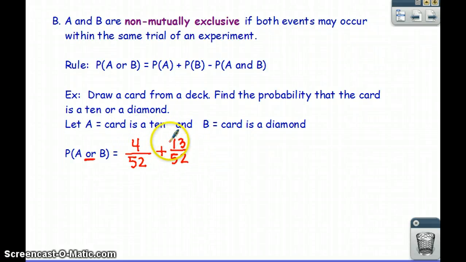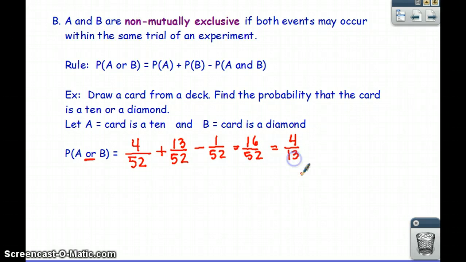We overlapped it. So we have to subtract off one of those because we don't want to count the 10 of diamonds in both categories. So this is the non-mutually exclusive part. We have to add on that step of subtracting off the overlap. That's 17 minus 1, 16 out of 52, which reduces to a 4 out of 13 chance of picking a 10 or a diamond.